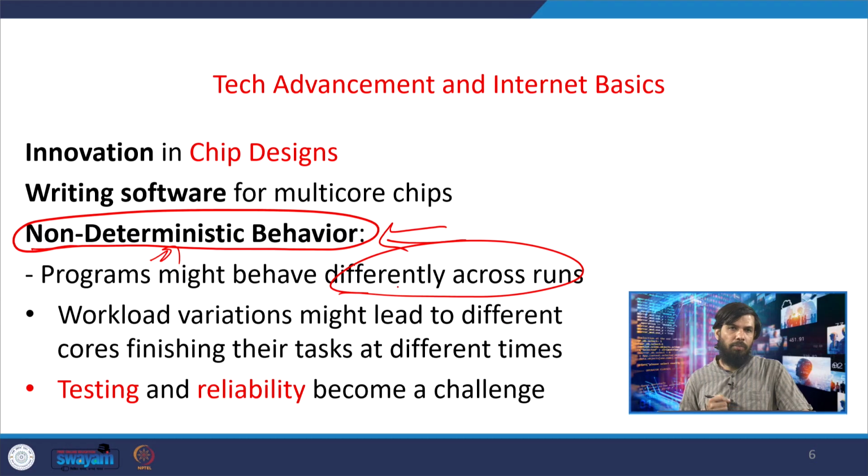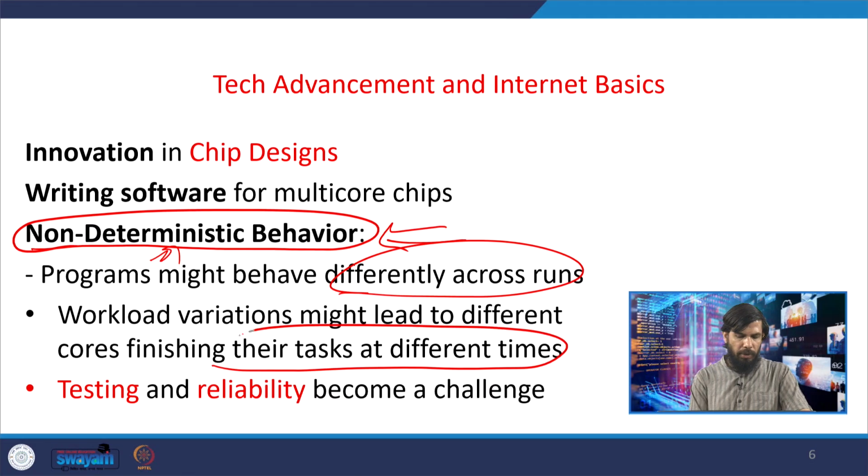Why? Because there might be workload variations, and because of the workload variations, different tasks would be given to different cores, and because of the different workload that they were allocated, they might finish their task at different times, right. So therefore this variation will come in, and because of that this non-deterministic behavior comes in, right. And so every time you run, things will happen slightly differently.